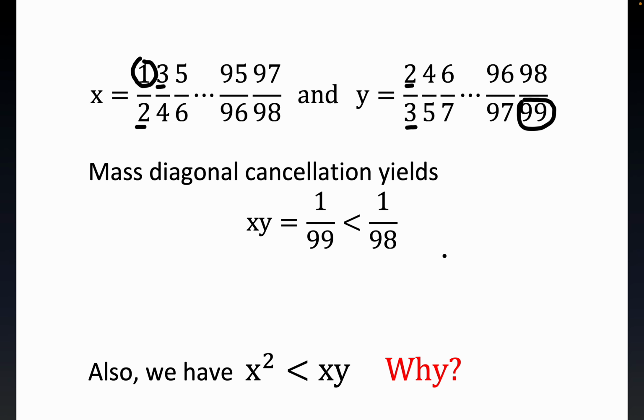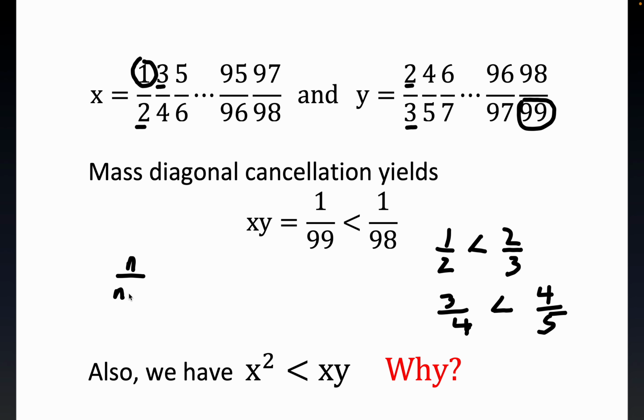Okay, or I'm sorry, let me just write it out. We have 1/2 is less than 2/3. We have 3/4 less than 4/5, and so on. Now you can formally prove this. In words, what this would be saying is that n over n plus 1 is always going to be less than n plus 1 over n plus 2.